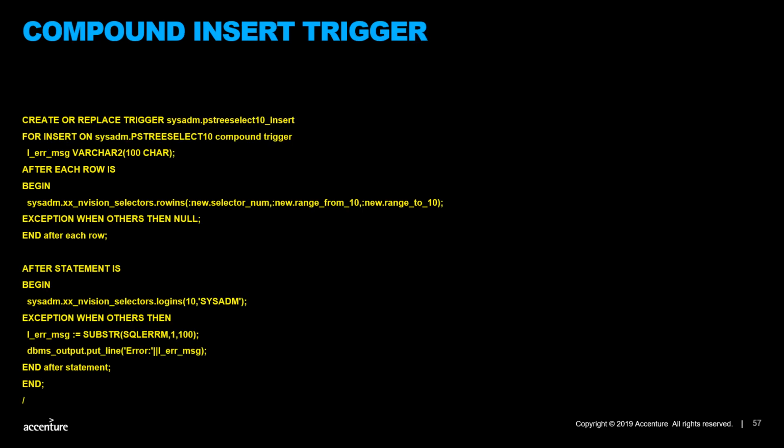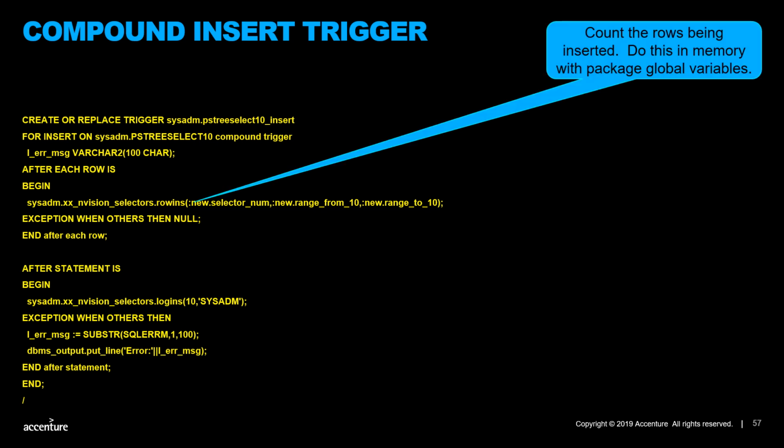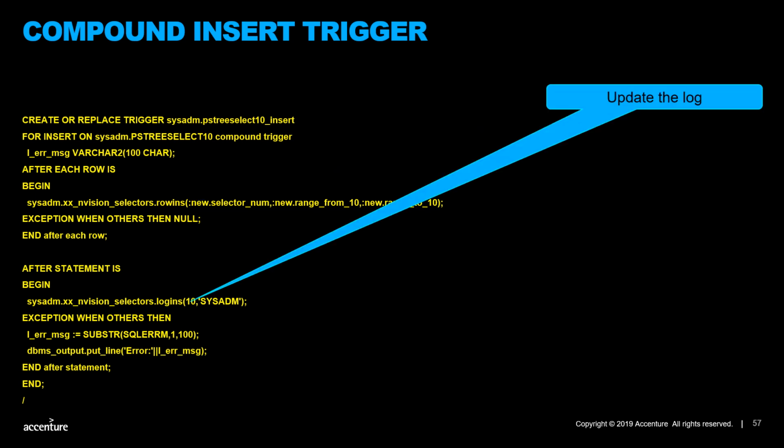We created compound triggers on each of the tree selector tables. We have an after row trigger that counted all the rows being inserted and also tracked the min and max values on the range. And we did all of this in memory with package global variables so that there is no physical I/O. And then we have an after statement trigger which wrote those values to the log. This is a sort of poor man's real-time statistics because it's much of the same information that tracks with the 19C feature.